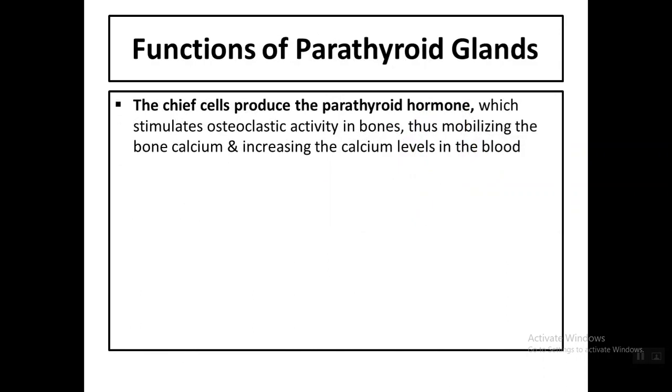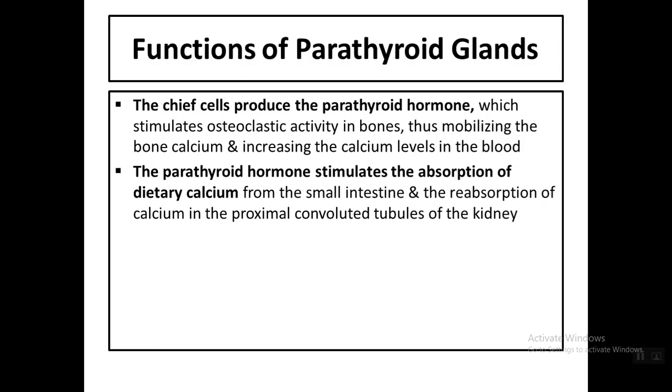What are the functions of the parathyroid gland? The chief cells produce parathyroid hormone, which stimulates the osteoclastic activity in bones. Thus the bone-resorbing cells are activated, and it will mobilize the bone calcium, moving calcium from the bones and increasing the calcium level in the blood.